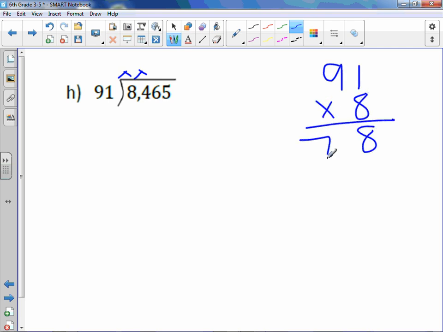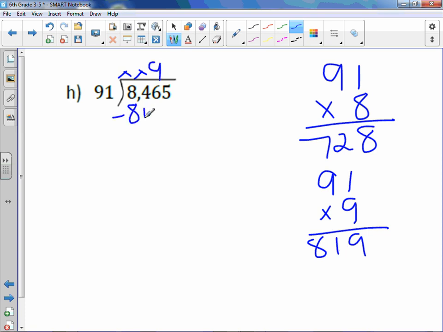8 times 9 is 72. We might be able to do one more, so let's try 9. 9 times 9 is 81. Yep, definitely 9 times. It's 819. We need to borrow. It's a 5 and a 2.